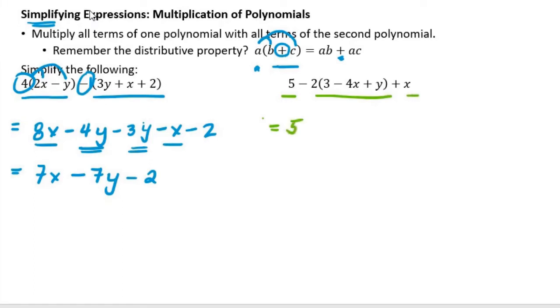So we know that the positive 5 and the positive x on the right-hand side, we're not going to touch those yet. We haven't simplified the middle term yet. So let's do that now. The monomial is negative 2, and we're multiplying that by positive 3 to give us negative 6. Negative 2 times negative 4x is positive 8x. And negative 2 times y is negative 2y. Squeeze that in there.